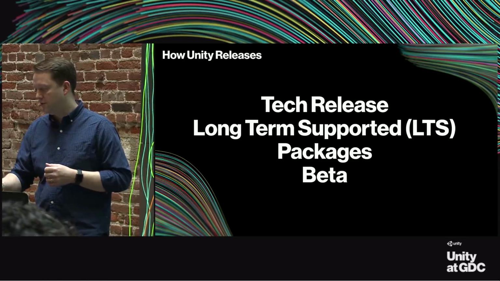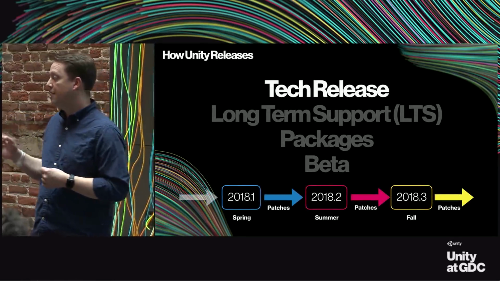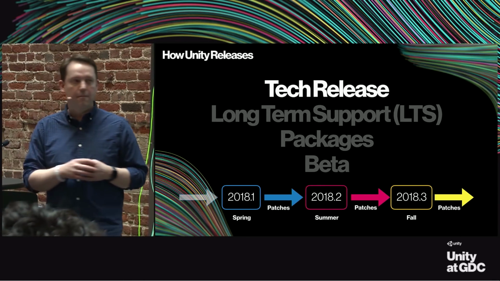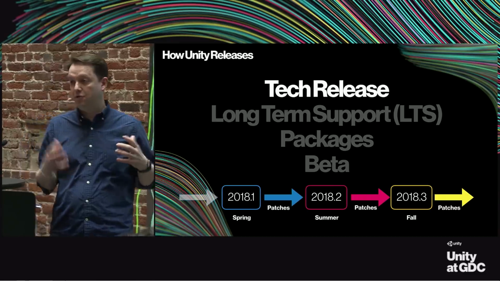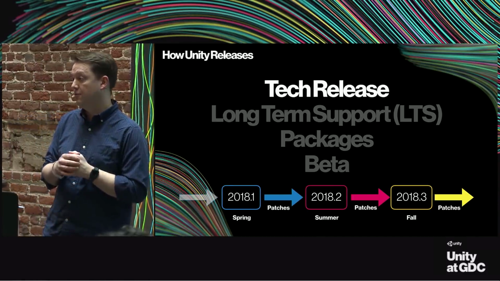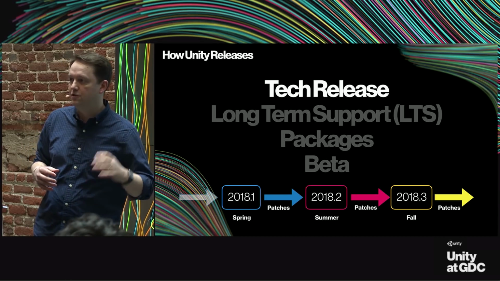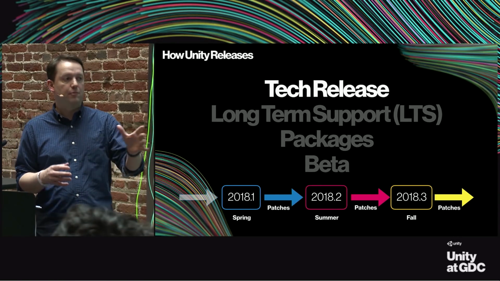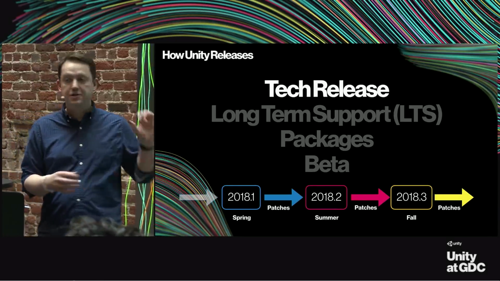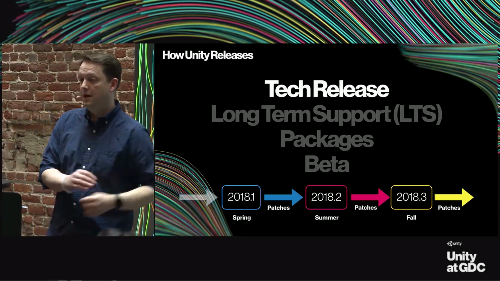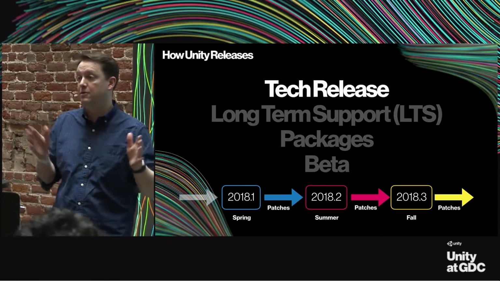So let's get started with the tech release. This is actually what you know today, but with one very important change. Well, two really. First, there are now three releases a year of our tech release stream. So this will be what you know: 2018.1, 2018.2, 2018.3, spring, summer, and fall. What's really important here is that the patches that we ship to each of these are going to span between these releases and only between these releases.